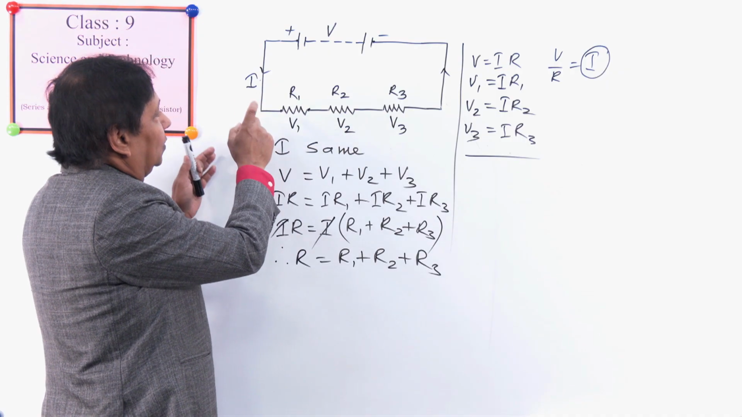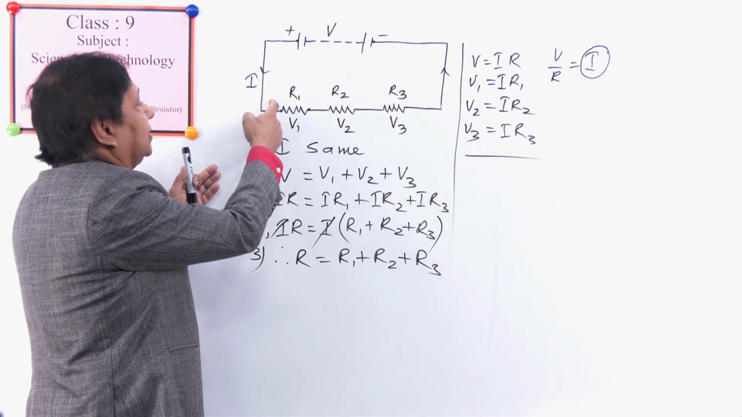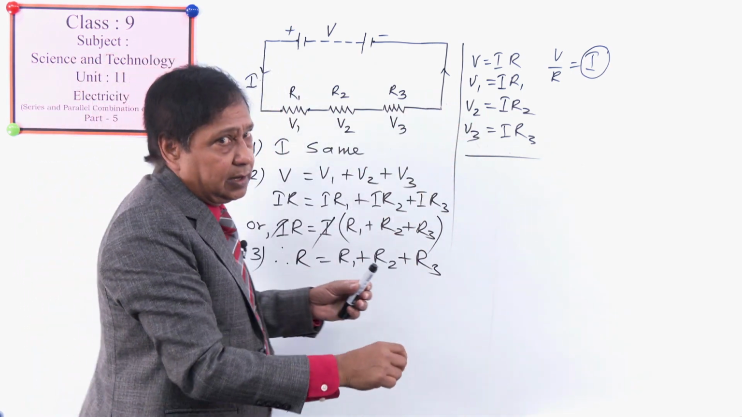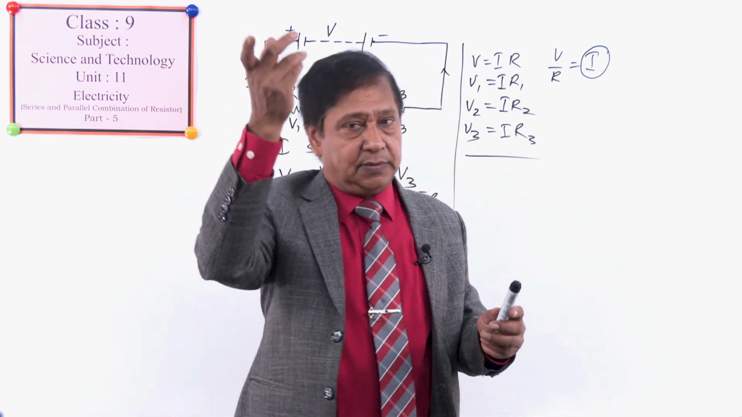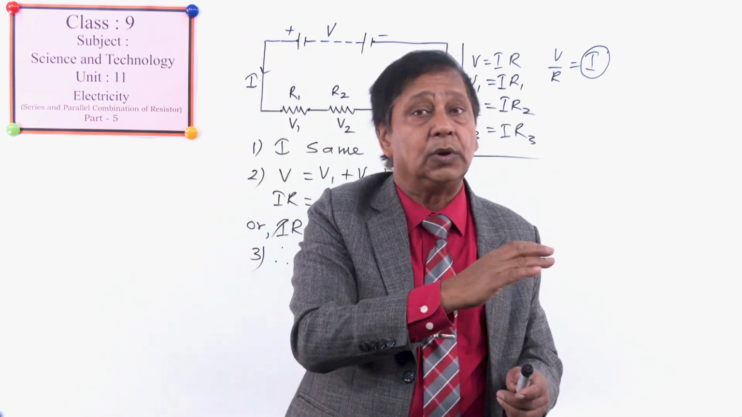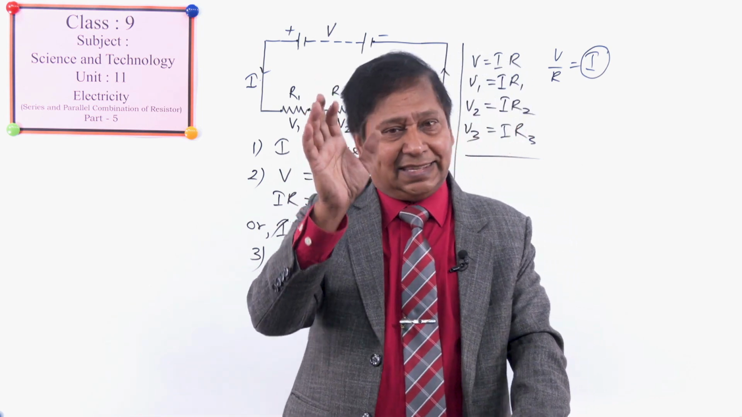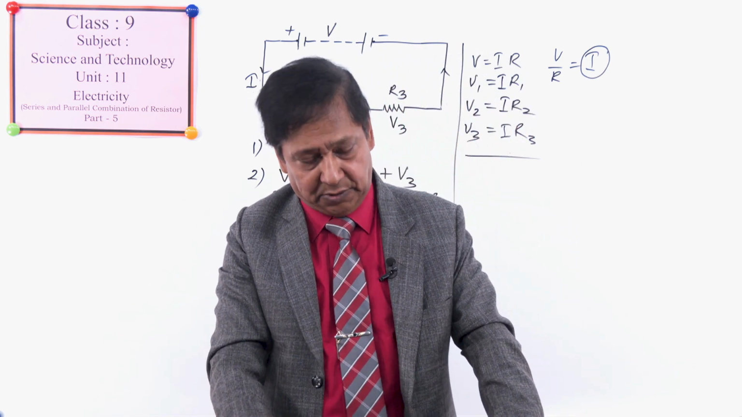There is only one path for the flow of current, and that's why if 1 ampere current is supplied, then the same 1 ampere current flows through each of them. If 2 ampere is supplied, the same current flows through each of them. Now this is all about series combination of resistor for today.